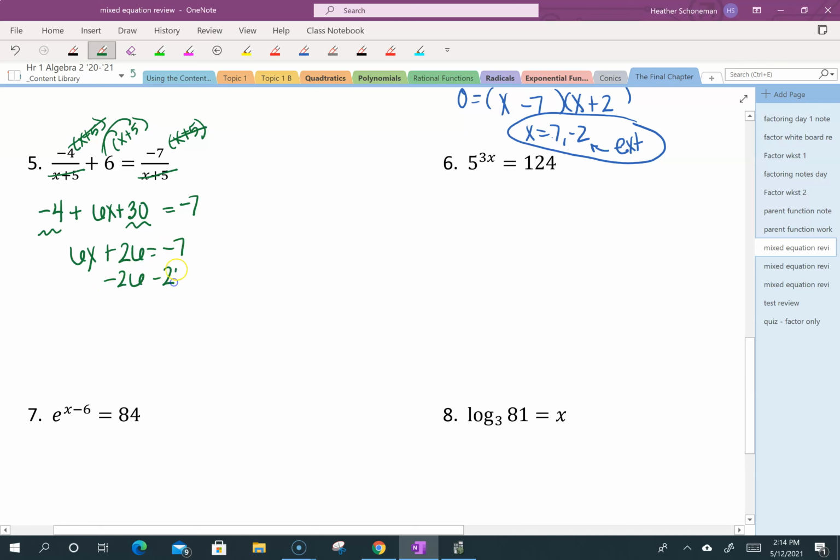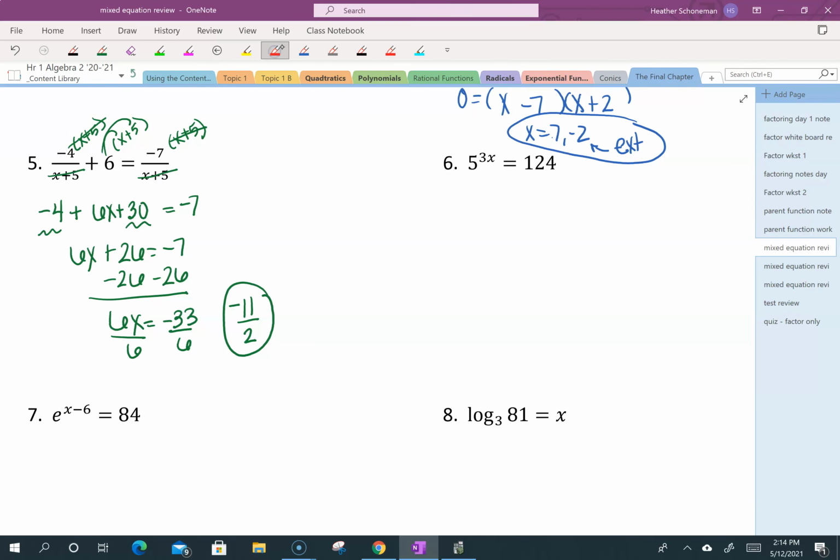So now I'm going to subtract 26 from both sides. So I get 6x equals negative 33. Divide by 6. Unless it's a long problem, I want you to use a fraction. And fractions that are improper fractions are great as long as they're reduced. So let's think, what goes into 33 and 6? Well, that would be 3. So this is reduced to negative 11 over 2. So there's our answer.